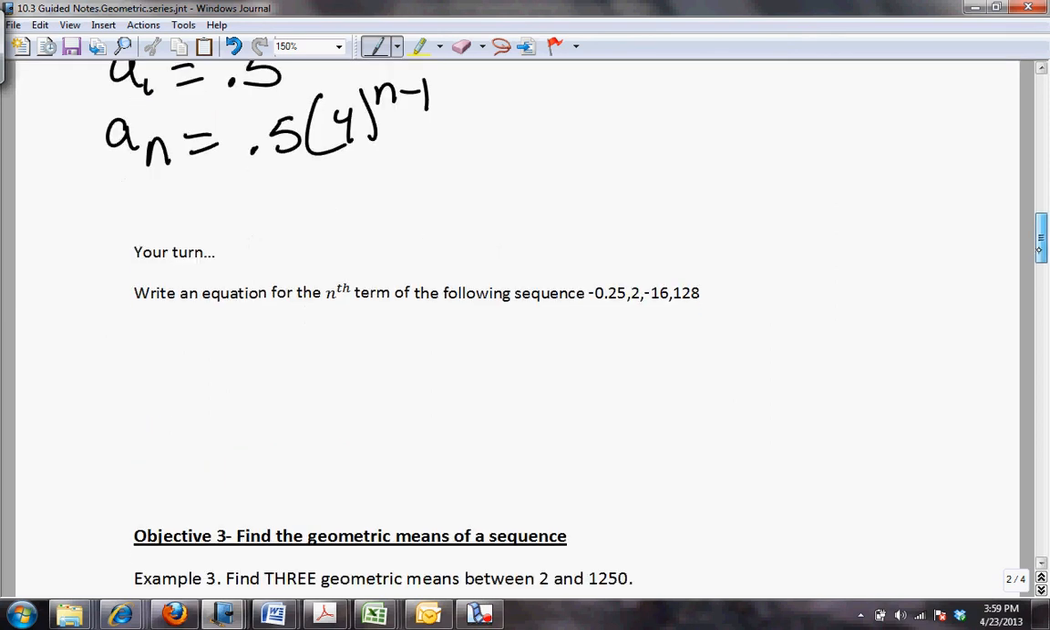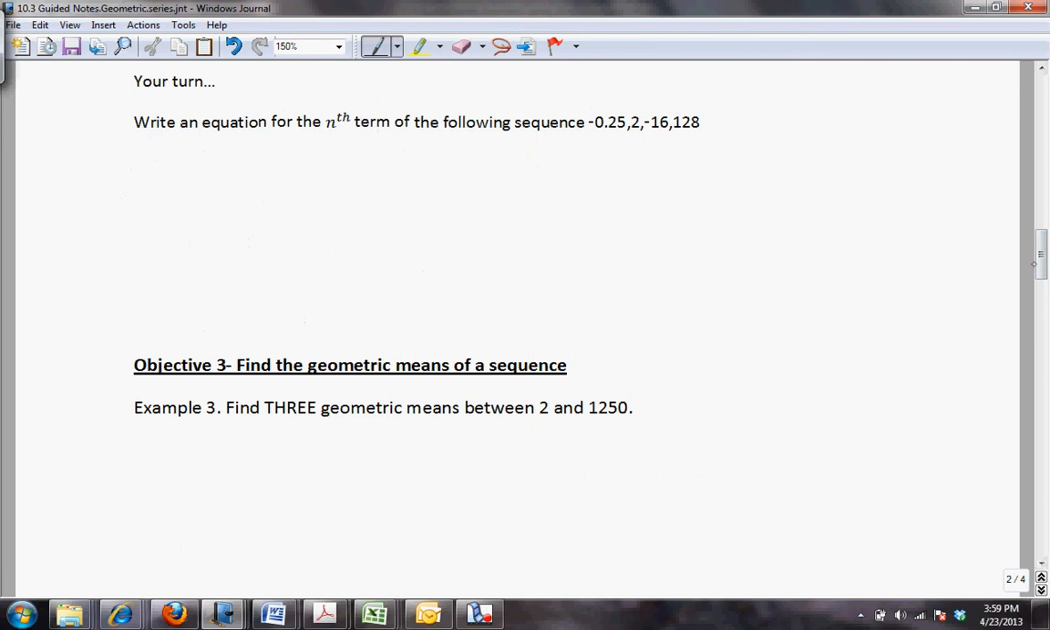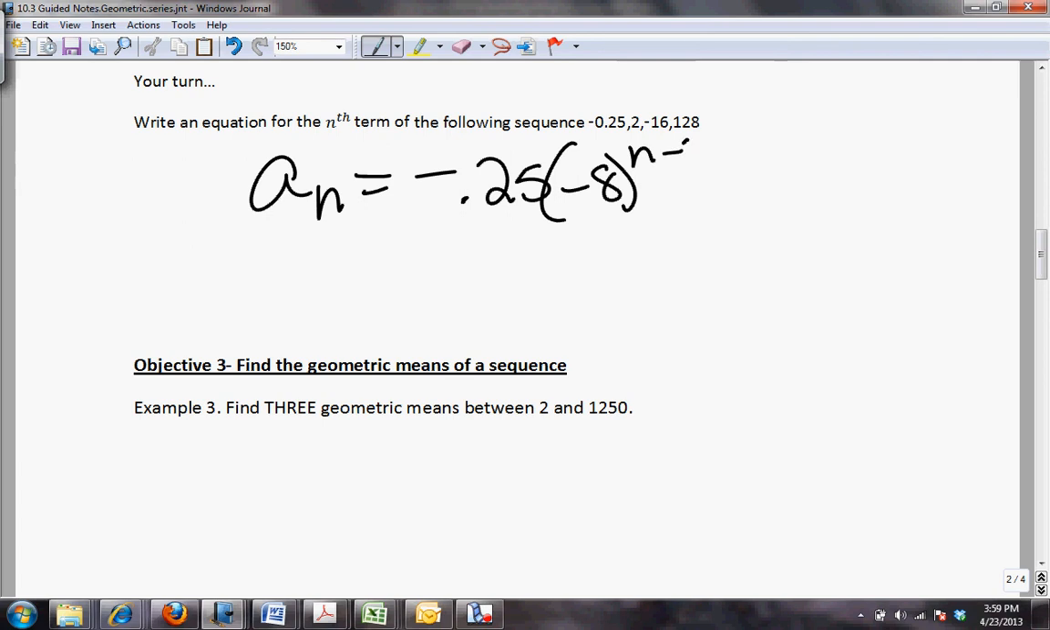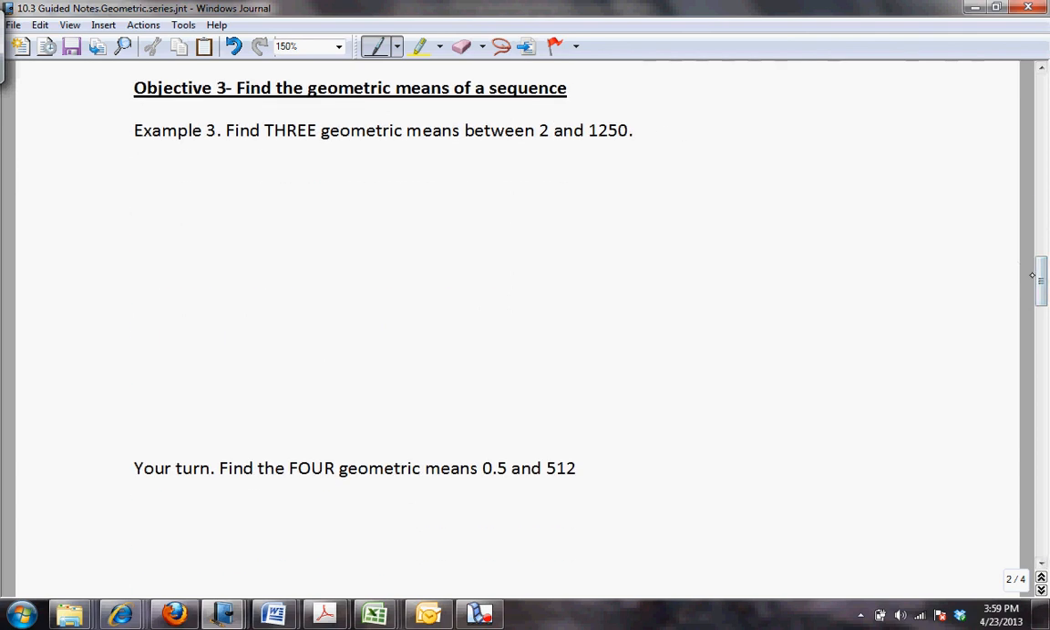That's it for now. So try that on this one. Press pause and come back when you're done. All right. Hopefully you got a sub n equals negative 0.25 to the power of negative 8, times negative 8 to the power of n minus 1. All right. Easy, easy. Find the geometric means.